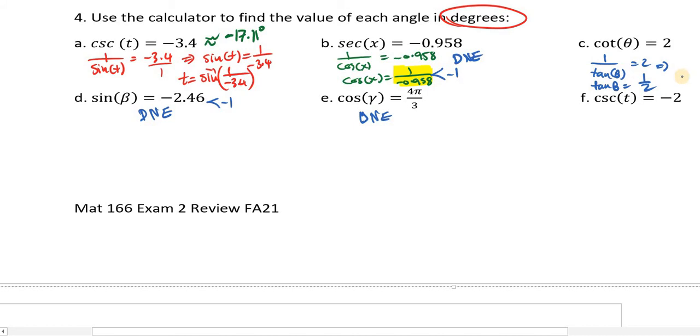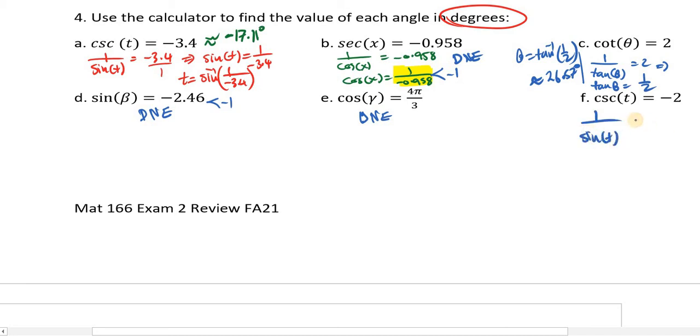So I'm going to say here theta is equal to tangent. Here, I'm going to write it here. Theta is equal to inverse tangent of 1/2, which is approximately 26.57 degrees. Cosecant is 1 over sine t is equal to -2. That means sine t is equal to -1/2, and t is equal to inverse sine of -1/2. If you plug that into the calculator, you're going to get -30 degrees.